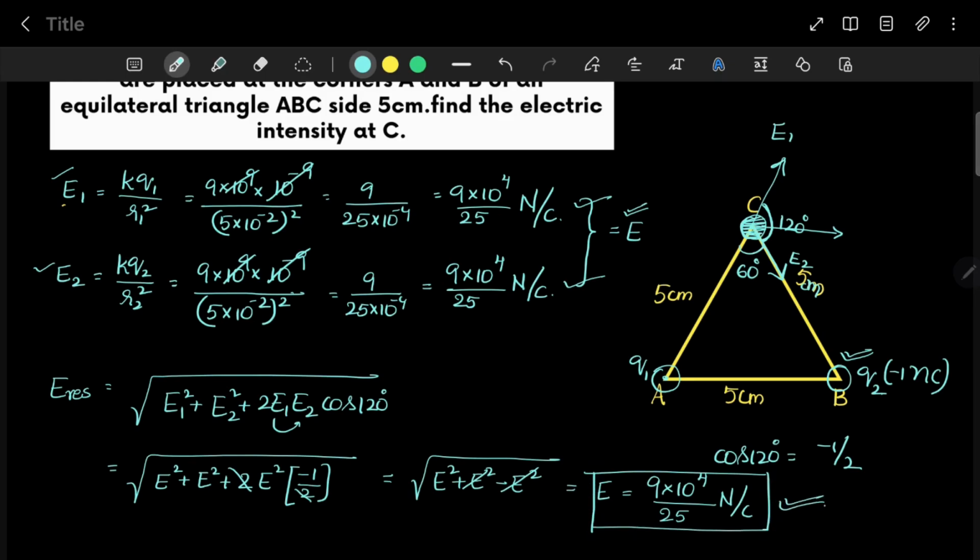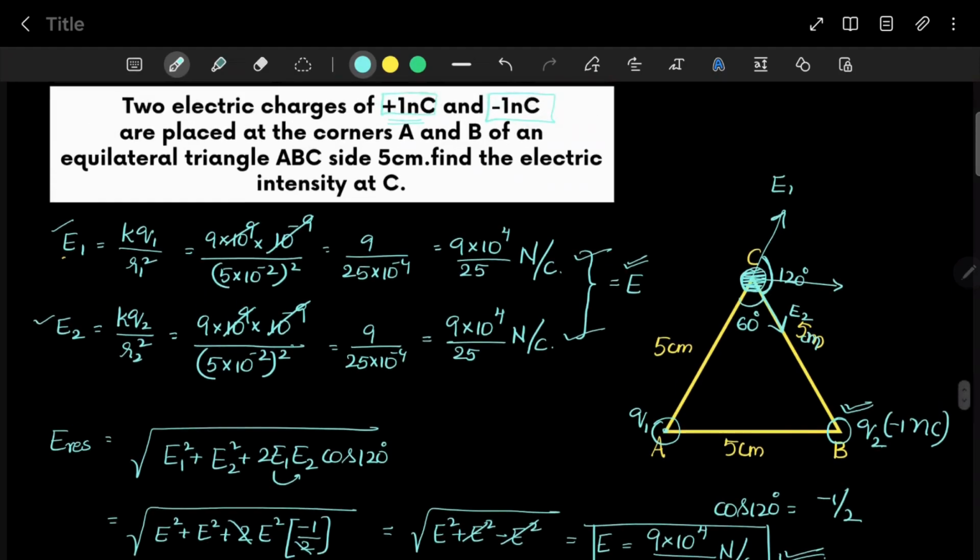Hope you all got it. Okay. So that's regarding the principle of superposition of electric field.